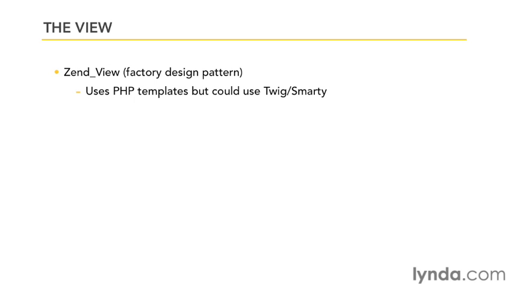The view layer, when we implement it, we're going to use the Zend view class. This implements the factory design pattern. If you want to, you can use Twig or Smarty, but by default, it's going to use just plain PHP templates to render your HTML or whatever type of view you're going to generate. The Zend view helper class can provide a number of other tools to help you format or escape output.